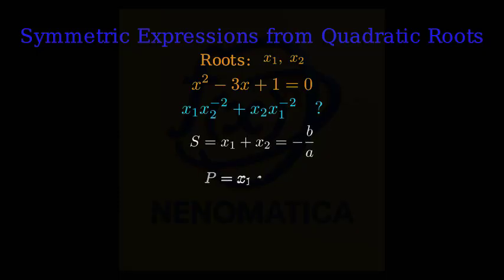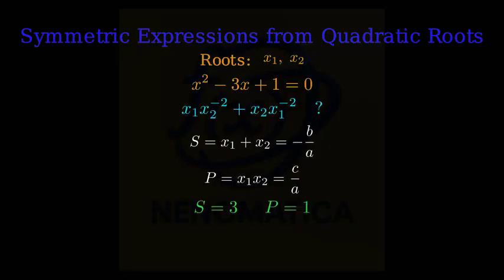For ax squared plus bx plus c equals 0 with roots x1 and x2, the sum s equals x1 plus x2 equals negative b over a, and the product p equals x1 times x2 equals c over a. In our problem, a equals 1, b equals negative 3, and c equals 1. So s equals 3, and p equals 1.